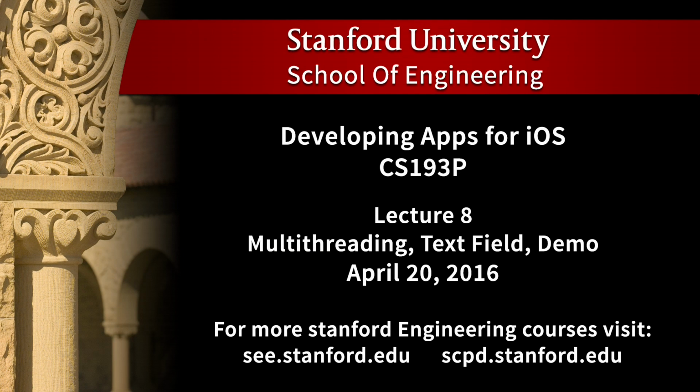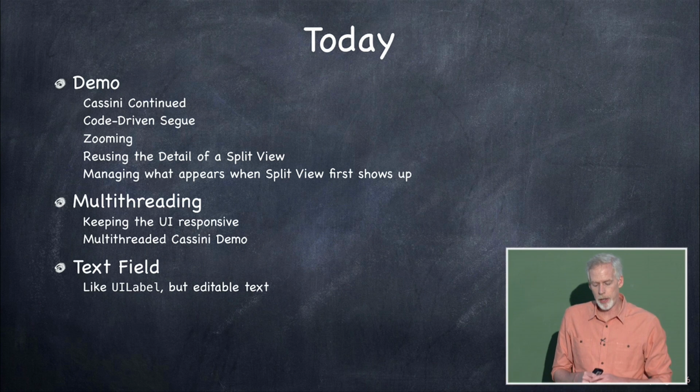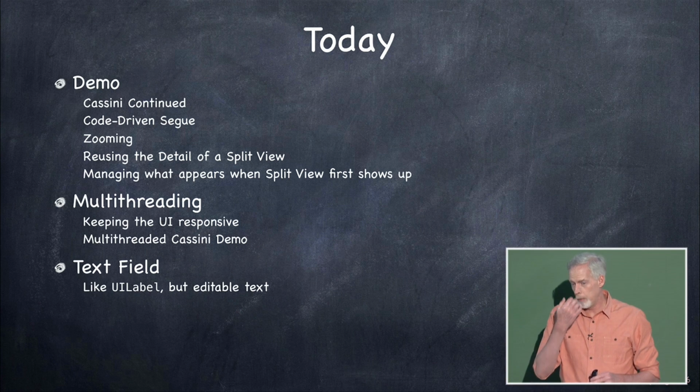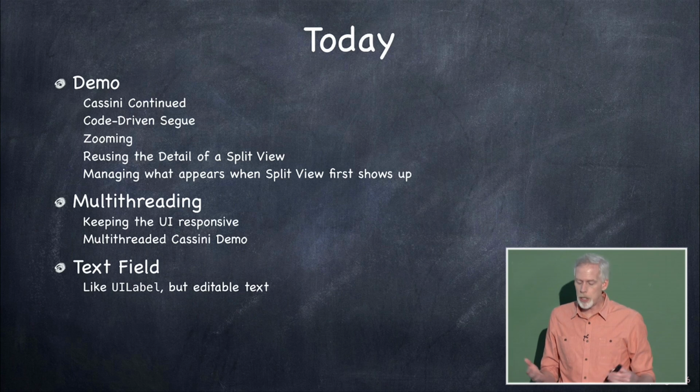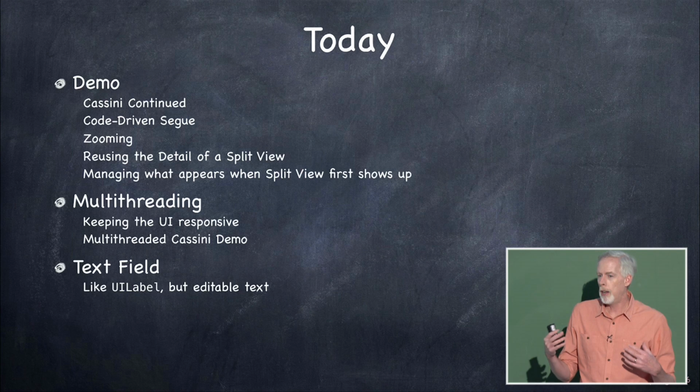All right. Welcome then to lecture number 8, I think it's 8, yes, of CS193P, spring of 2016. So today, I'm going to start off by continuing that demo that we were doing last time. Remember we had the Cassini demo with the scroll view in there. And so I'm going to make it more powerful. We're going to get multiple MVCs going in there. We'll start doing some zooming in the scroll view.